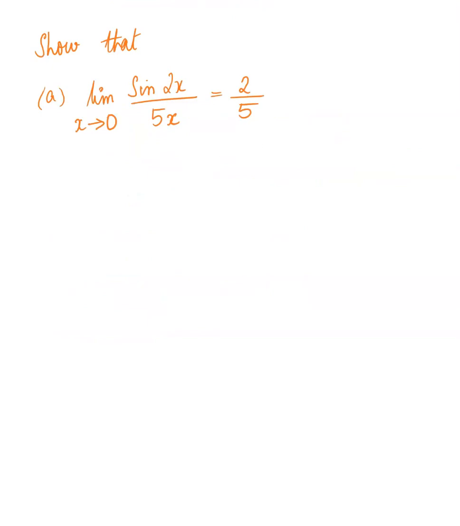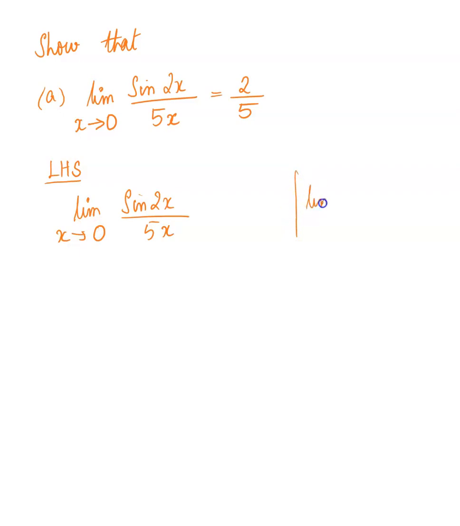Show that the limit of sine 2x over 5x as x approaches 0 is 2 over 5. They've given us the answer, they want us to prove it. So whenever there is a solution provided and we have to verify it, just like in trigonometry, we will start with the left-hand side and show that that value equals the right-hand side. So we'll take the limit of sine 2x over 5x as x approaches 0.